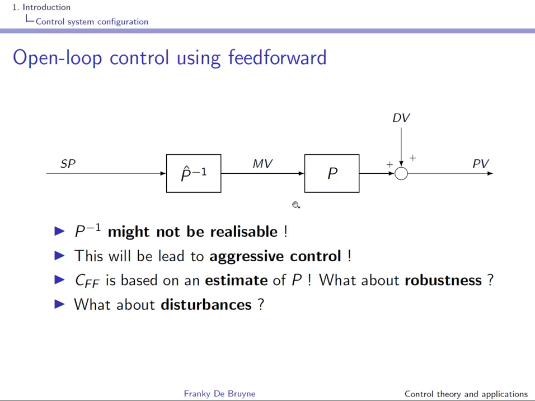Note that the idea of set point feed forward is sometimes used in combination with feedback, but this goes beyond the scope of this course. We'll see in section 4 that we can use a very similar idea to compensate measurable disturbances.